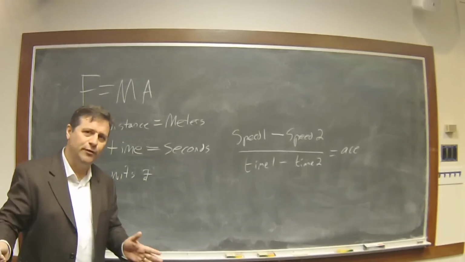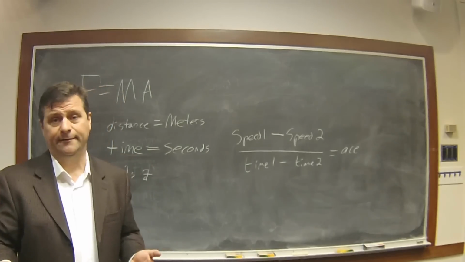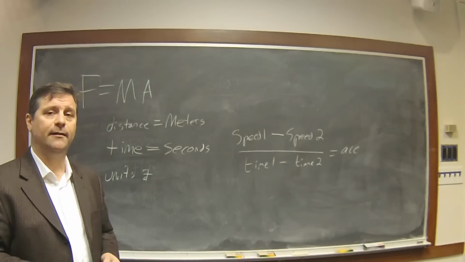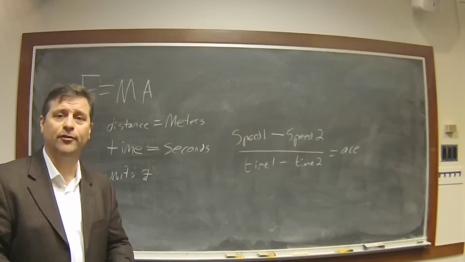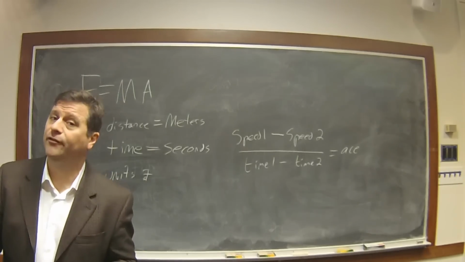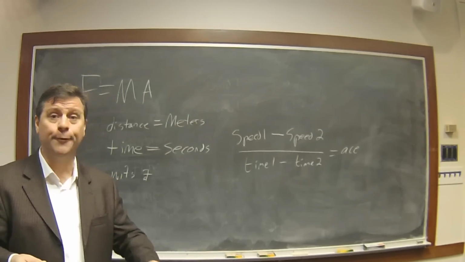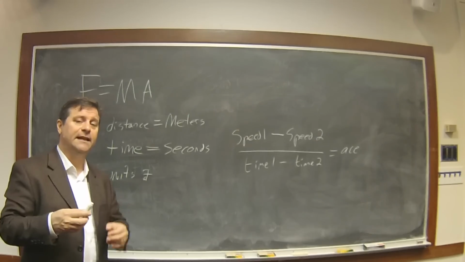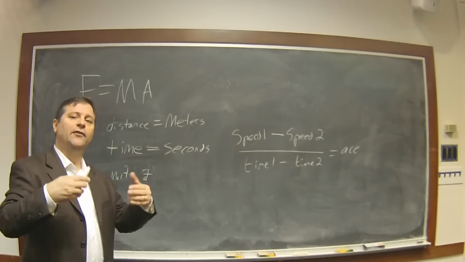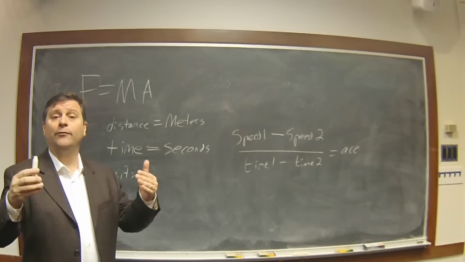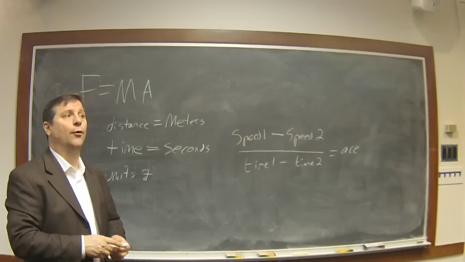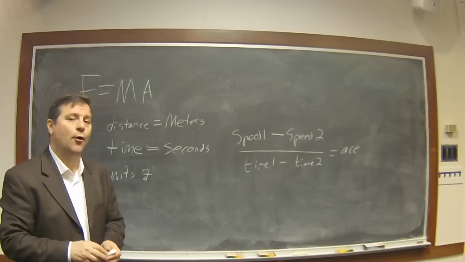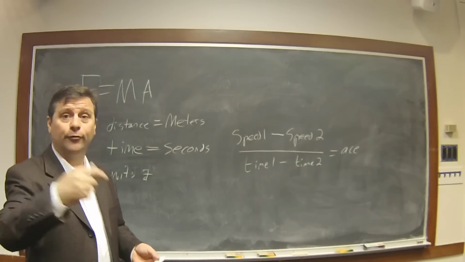When we talk about units, we mean what we're measuring it in. We can measure speeds in meters per second, kilometers per hour, kilometers per second, miles per hour. That's a measurement of speed. And acceleration is speed per second, or miles per hour per second, or meters per second per second, or kilometers per hour per second.